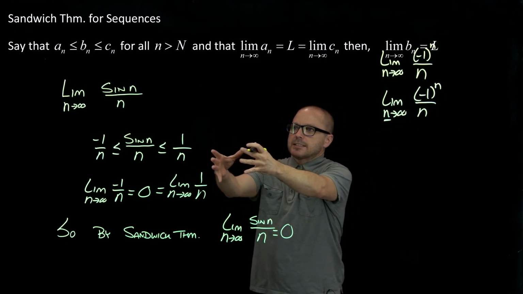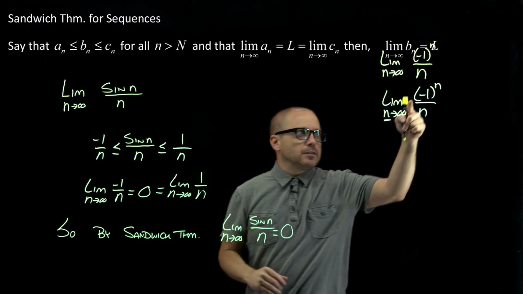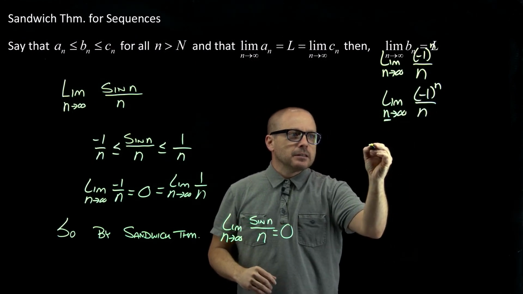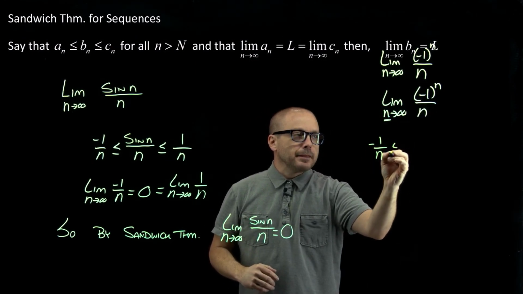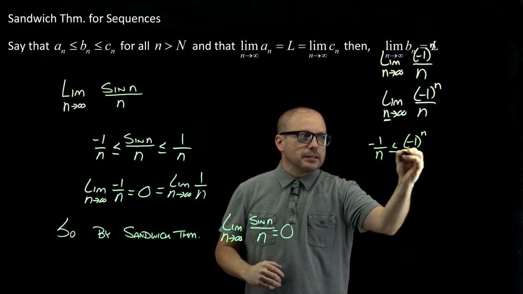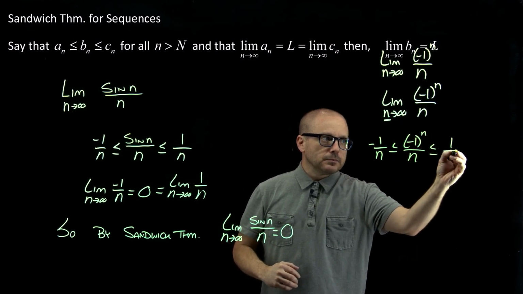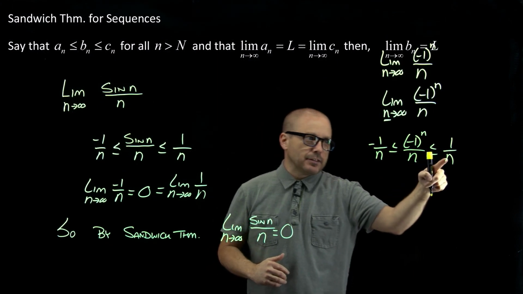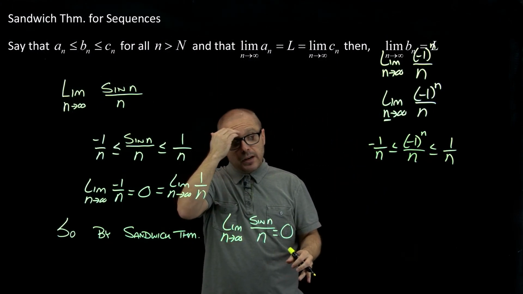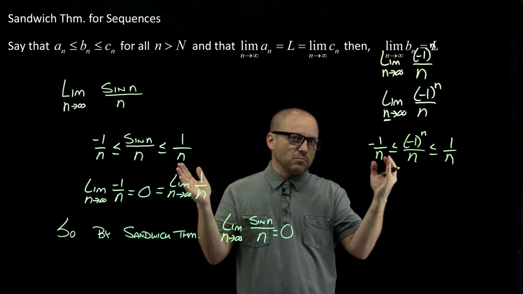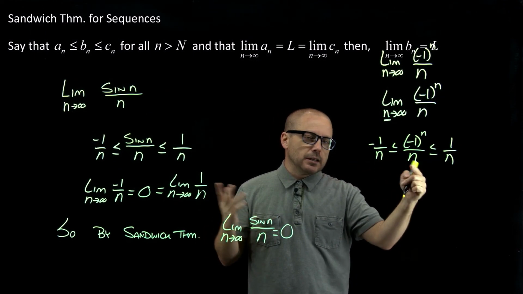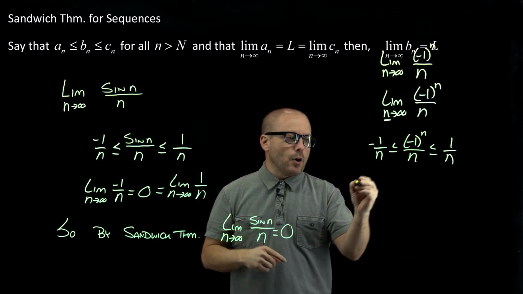But you'd make exactly this same argument, right? Sometimes this is -1 to the n, and sometimes this is 1 to the n. Half the time it's that, half the time it's that. So it's trapped, right, between those two. Actually, not strictly in between, but it's okay that it's equal. And then we just make this same argument again.